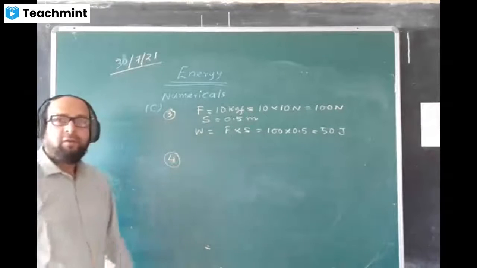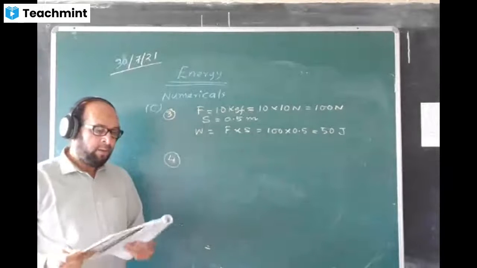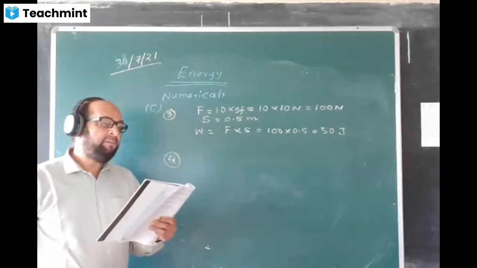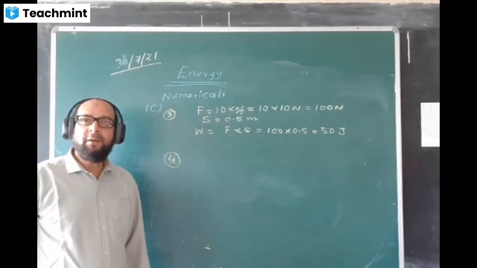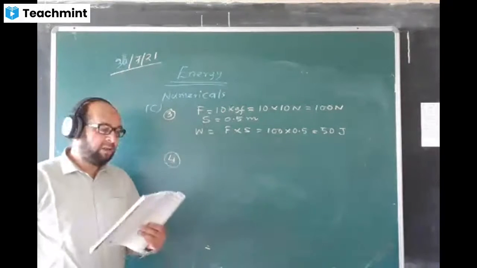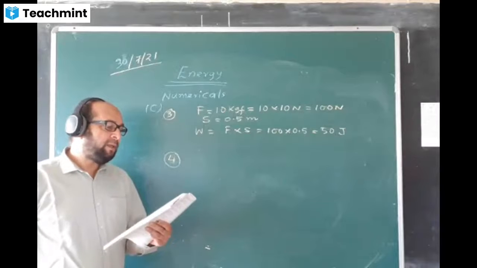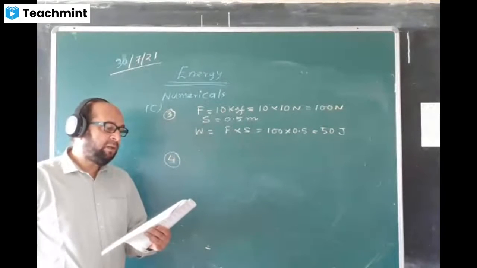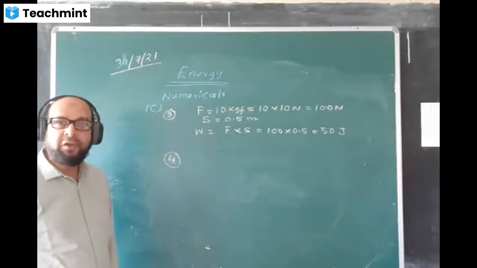Numericals will also be coming. Question number 4 now. Two bodies of same masses are placed at height h and 2h. Compare the gravitational potential energy. Compare means we have to find a ratio.